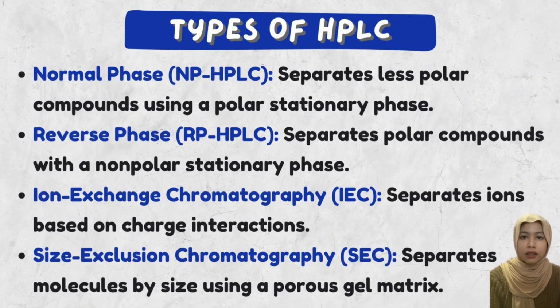For the types of HPLC, actually we have 3 types, which are partition, ion exchange and size exclusion. Normal phase HPLC is our go-to for separating less polar compounds using a polar stationary phase. In contrast, reverse phase HPLC excels in separating polar compounds with a non-polar stationary phase. Ion exchange is our third type, which focuses on separating ions based on charge interaction. Lastly, we have size exclusion, also known as gel filtration or gel permeation. We separate molecules by size using a porous gel matrix. This technique offers versatile solutions for various analytical challenges.